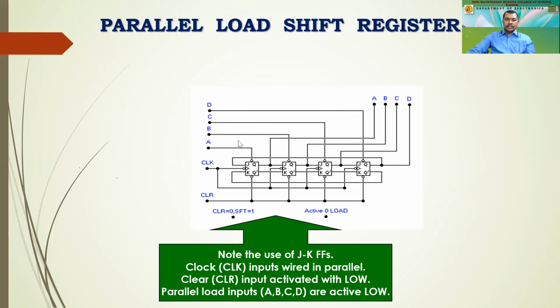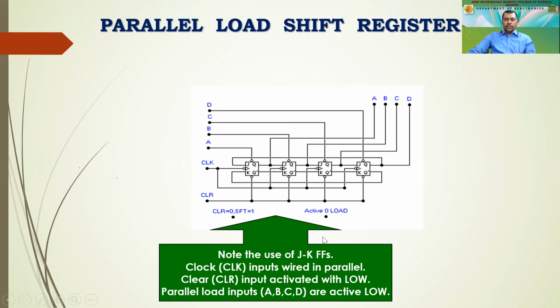The clear terminal is again made common, whereas the preset terminals over here are being taken out, right? So these preset terminals are taken out. We can input the data like that, and these are the outputs A, B, C, D over here. So on the right hand side, A, B, C, D are the outputs which are taken out, and these are the inputs that we are supposed to give to the flip flops. So these are parallel input and parallel output.